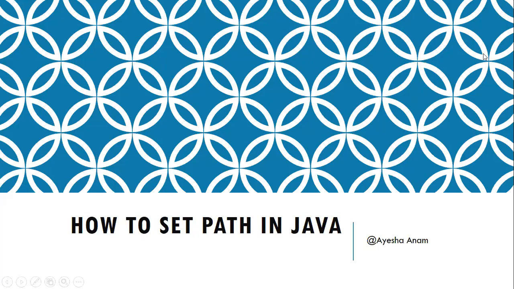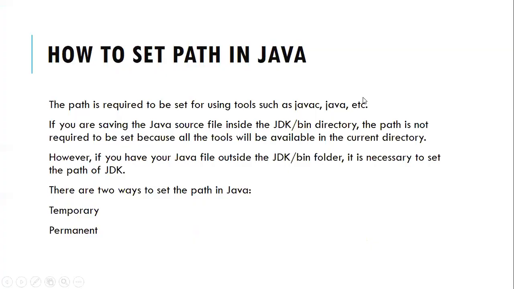So you know how to download and install JDK that we have seen in the previous lecture. In the previous lecture, we have also gone through the data types and operators. Today, we are going to show you how to set path in Java for execution of the program. The path is required to set for using tools such as javac and java.